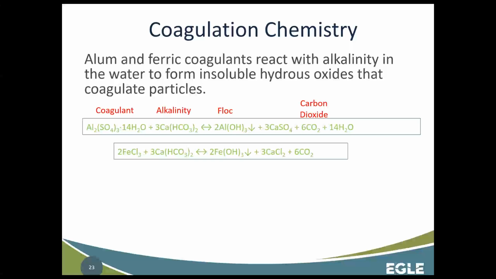But in general, the coagulants are going to consume alkalinity in the process, and you need to make sure that you have a sufficient amount of alkalinity in the raw water for these reactions to take place. Otherwise, you're not going to form floc and the process isn't going to work as designed. Also, you can see that what we have here is some carbonate hardness. This process is going to transform that carbonate hardness into non-carbonate hardness.